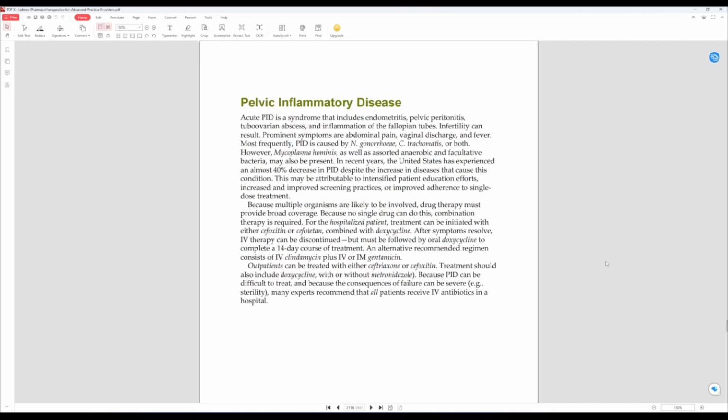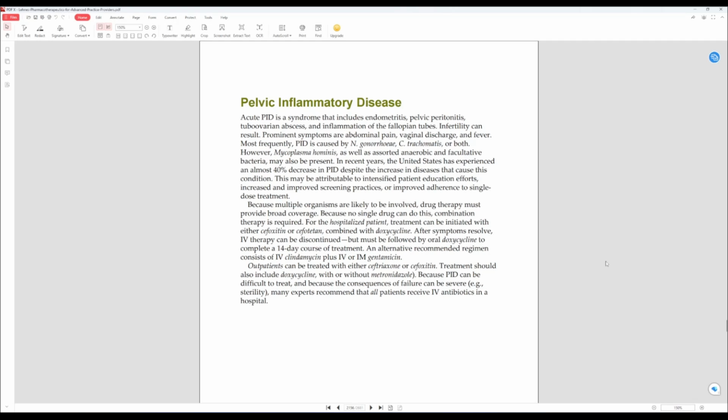PID, also known as pelvic inflammatory disease, is a syndrome that includes endometritis, pelvic peritonitis, tubo-ovarian abscesses, and inflammation of the fallopian tubes. Infertility can result. Prominent symptoms are abdominal pain, vaginal discharge, and fever. Most frequently, PID is caused by N. gonorrhoeae, C. trachomatis, or both. However, Mycoplasma hominis, as well as assorted anaerobic and facultative bacteria, may also be present.